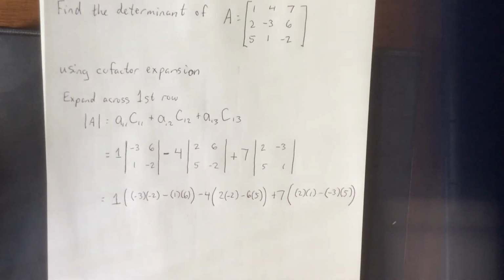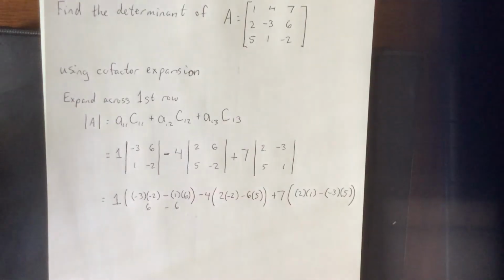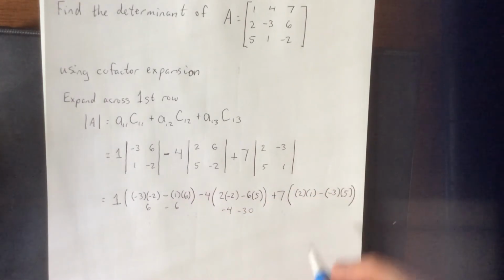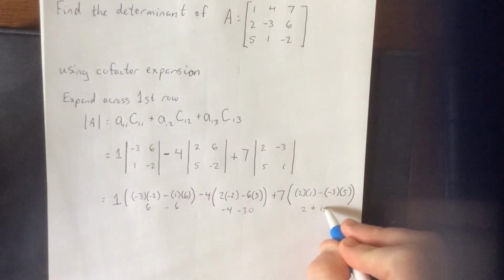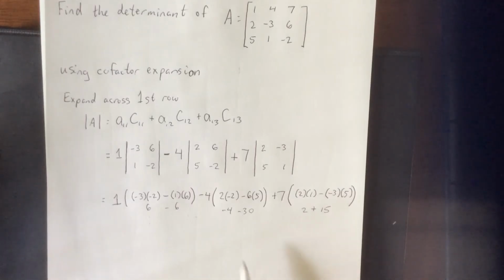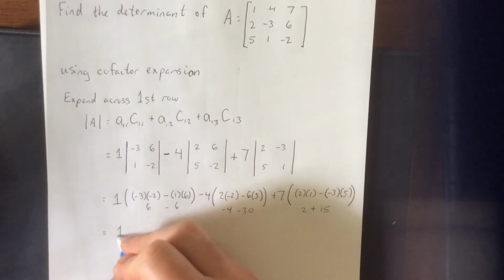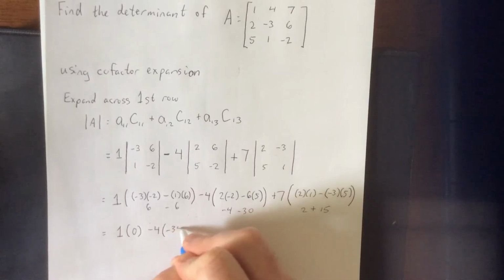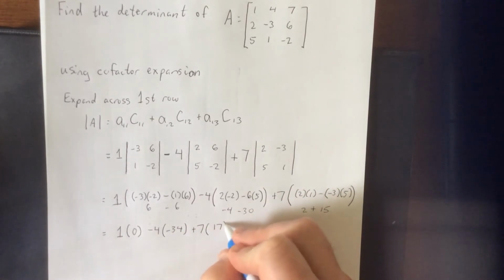Now this, of course, can be simplified according to the order of operations. Good news is that in this first guy, we're going to have 6 minus 6. In this one, we'll see negative 4 minus 30, a little more complicated. And then in the last one, we will see 2, and that'll wind up being plus 15. So I'll do 1 times 0, minus 4 times negative 34, plus 7 times 17.